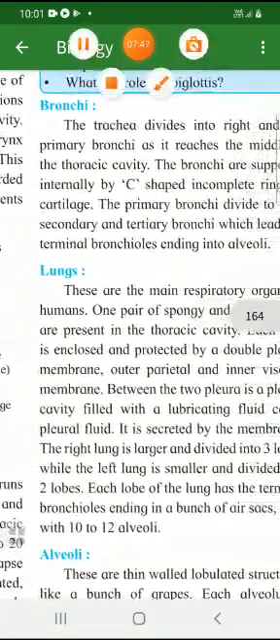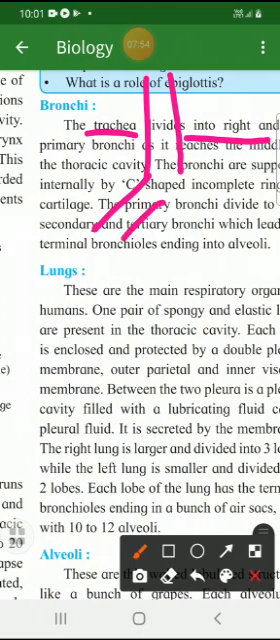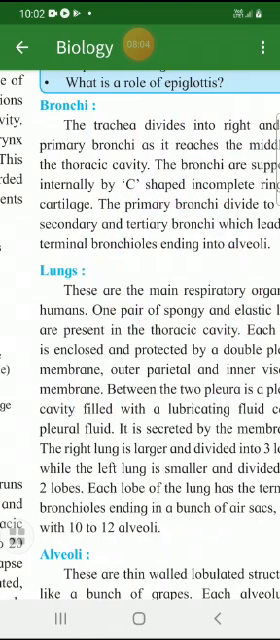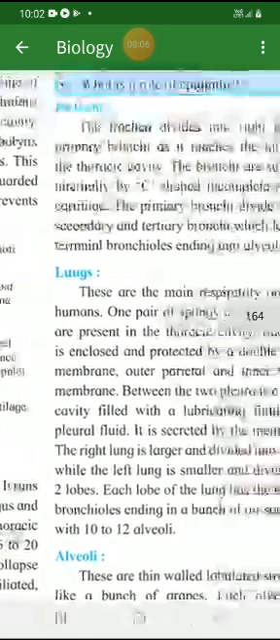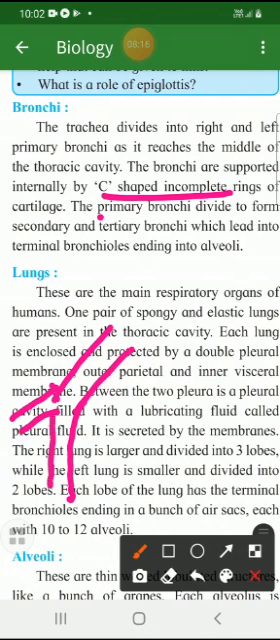ट्रैकिया के बाद है हमारा ब्रोंकाई, जो कि ट्रैकिया, जैसे ये ट्रैकिया था तो this got divided into bronchi number 1 and bronchi number 2. That's the left bronchus and the right bronchus. This is also internally protected by C-shaped incomplete cartilaginous rings. And जो पहला bronchi है, inside the lungs it is dividing into 2. Then this is again dividing, it keeps dividing.